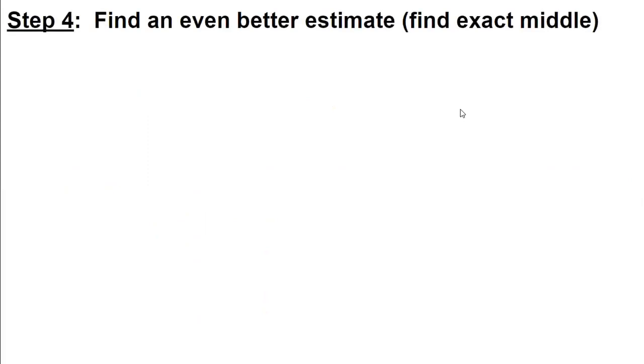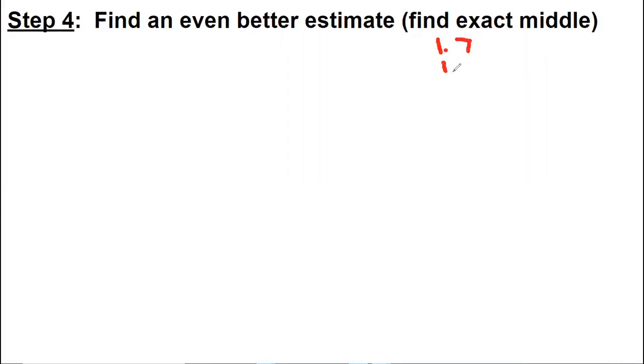Okay. So now step 4 is to find something even better. I'm going to write this up here. Between 1.7 and 1.8. And remember, what was 1.7 squared in the previous page? 2.89, right? And then what was 1.8 squared? That one was over 3, remember? That was 3.24. So we know that 3 was between these two numbers. I just want to keep that there so we know.